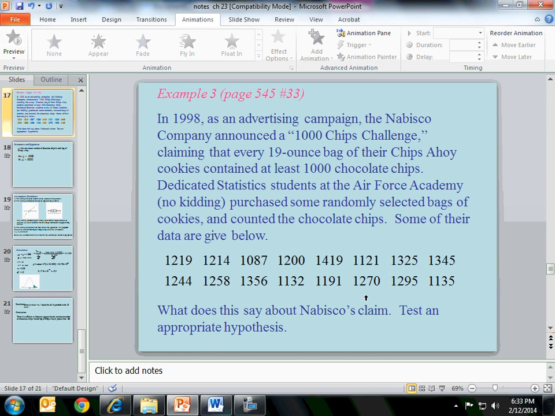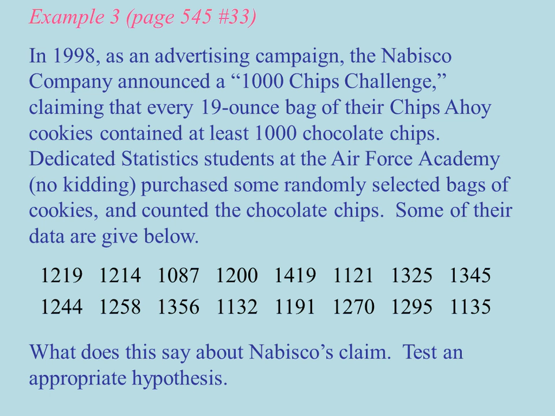This is where we ended off on the second video, again talking about problem number 33 on page 545. We're going to have some data here that we'll need to put in our calculator. So have your calculator handy, and we'll go into our stat function and type in some numbers so that we can look at the values at the end. Okay, so let's go ahead and get started.